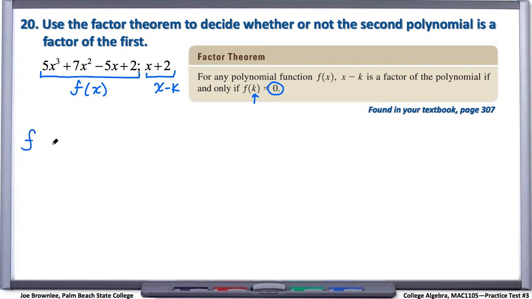We're testing f of k, but what is k? Well, we can see here that k is going to end up being negative 2. This is very similar to what we were doing earlier, talking about horizontal translations, vertical translations. This ties in with horizontal translations, where we're going to take the opposite of what we see. And why is that? Well, let's look at that real quick.